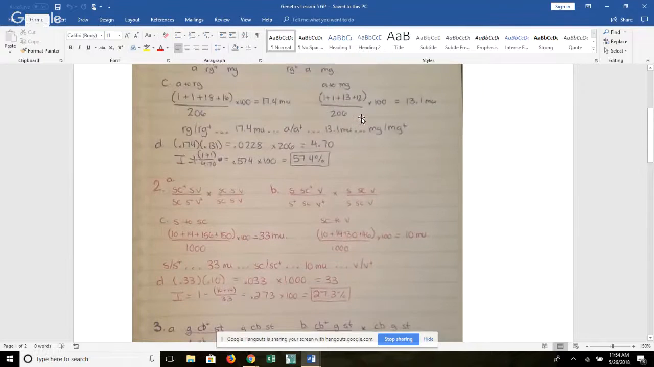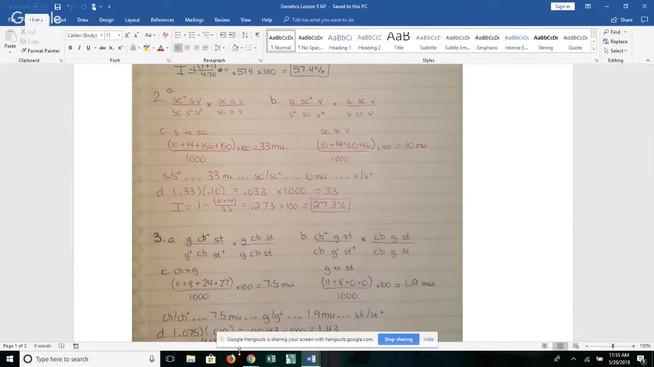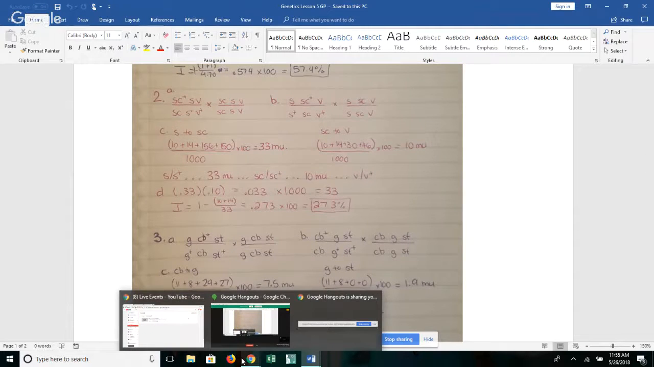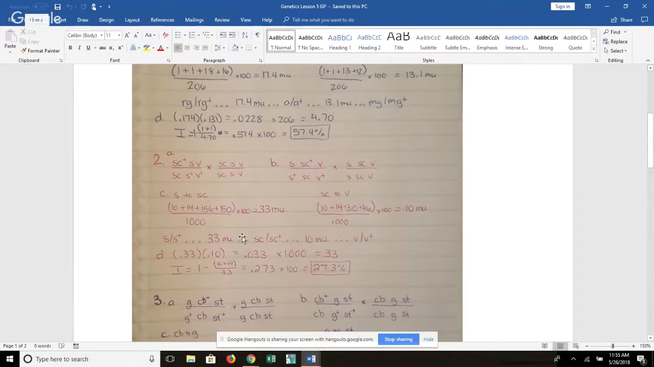And since it didn't say to figure it out for the heterozygous parent as it did in the other problems, I put both parents, both the heterozygous and the recessive, because it didn't ask just for heterozygous. For part C, I had to figure out the distance. It was the same process as before, so this ended up being 10 plus 14 plus 15 plus 156 plus 150 over 1,000 total progeny times 100. You get 33 map units between the S and the SC gene, and then from the SC to the V, it's 10 plus 14 plus 30 plus 46 over 1,000 times 100, which is 10 map units. And then I just drew out what the gene would look like.